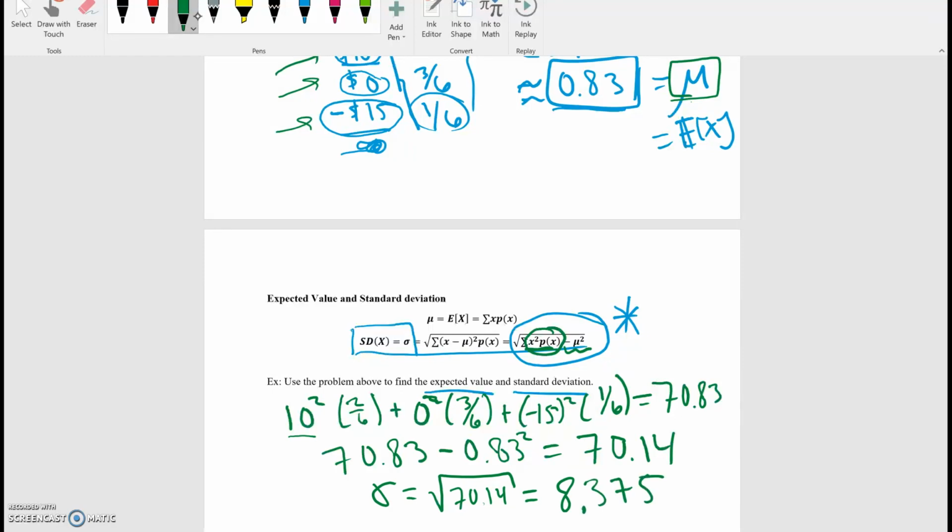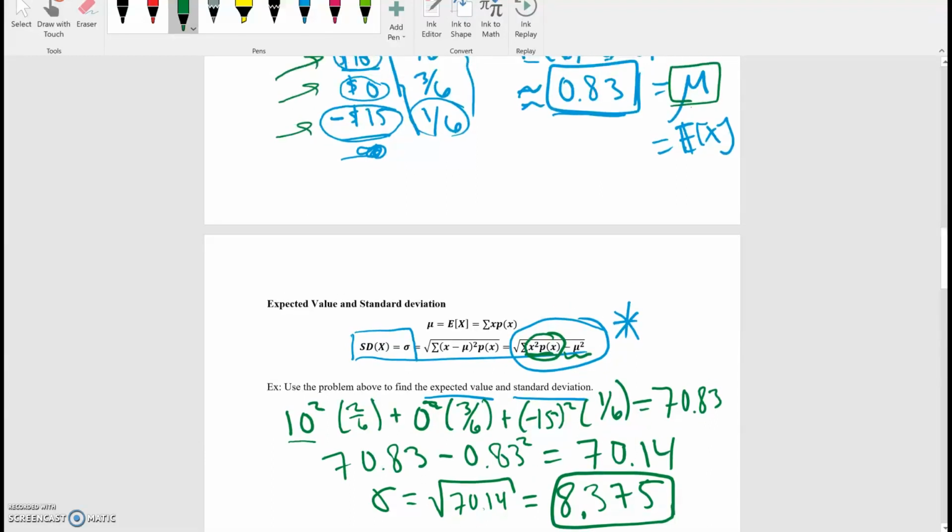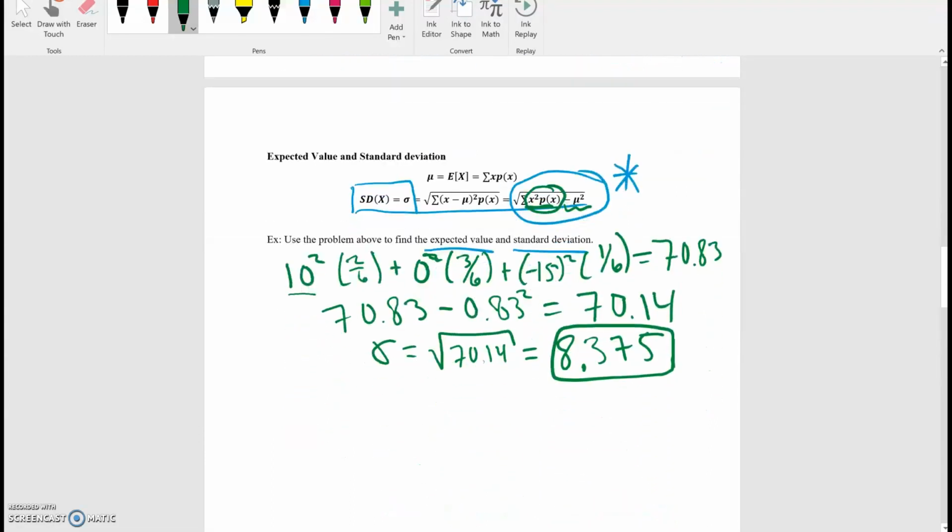So if you have your calculator with you, go ahead and put it in your calculator right now, or stop the video, and make sure that you got a mean of this and a standard deviation of that. So I'm going to go ahead and write it right here. Mu was equal to 0.83 and sigma was equal to 8.375. Okay. All right.